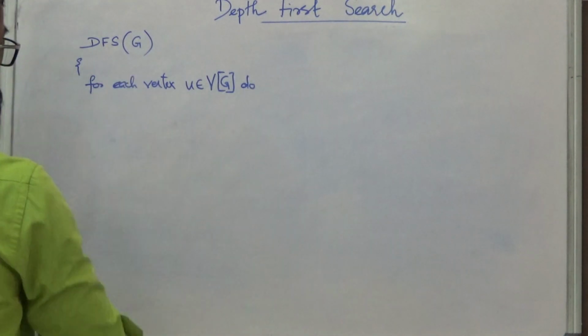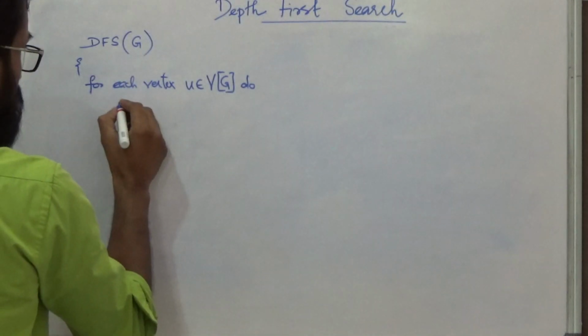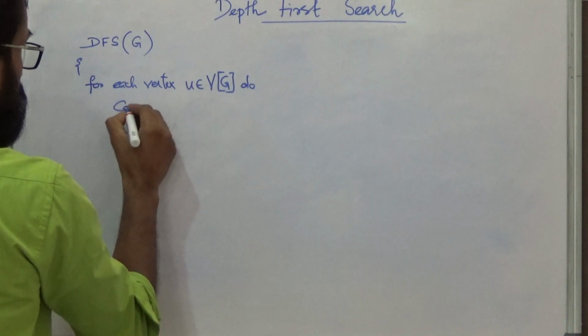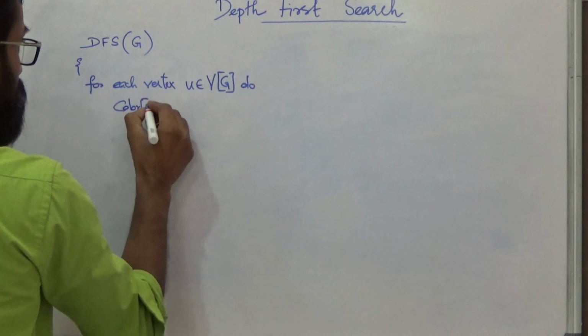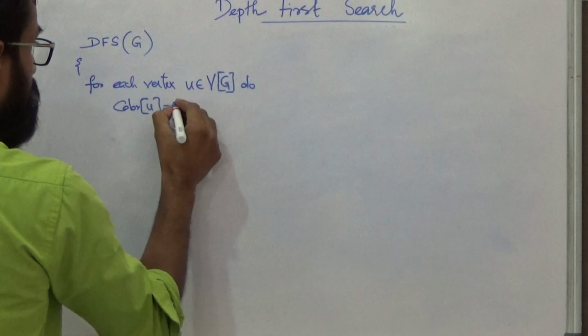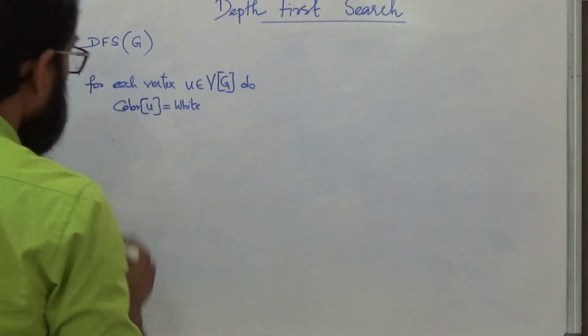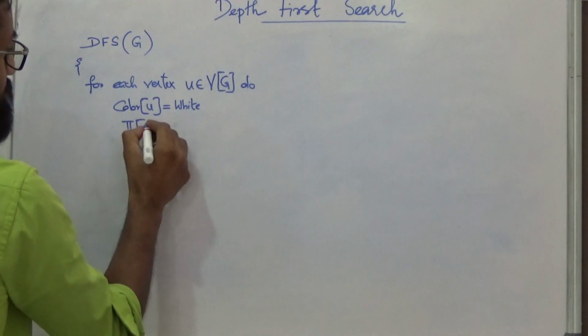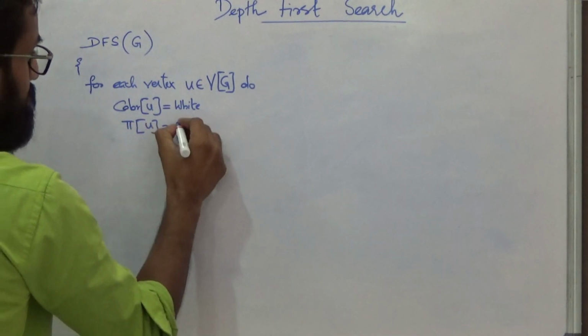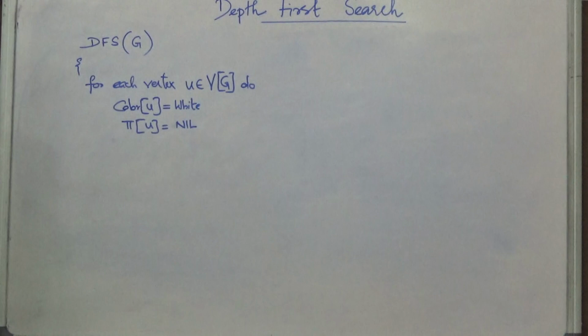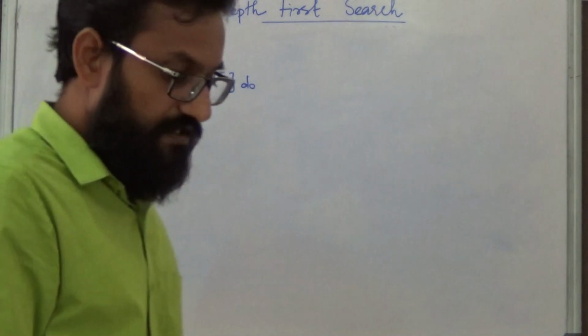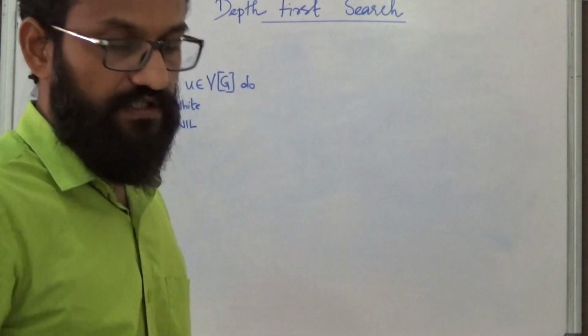So what about the initialization? You have to set color of u. Color of u will be set as white and predecessor of u will be set as nil. So this is the first step. You have to initialize all the vertices.